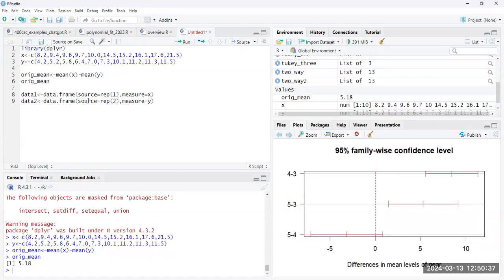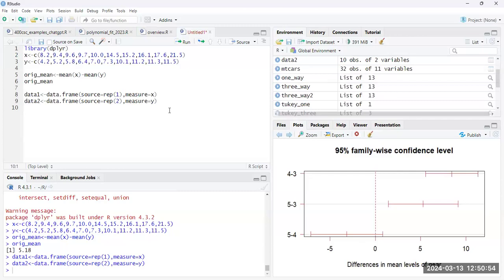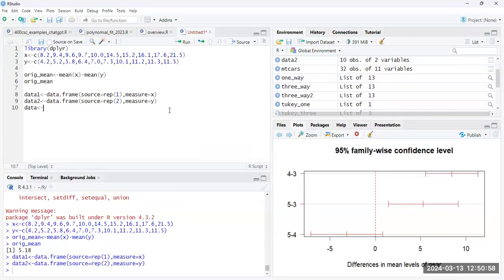Now, in this case, we're making two columns for our data. One is called the source, which means it's coming from our first set of data or our second set of data. And then the measure is just the measurement for that, the values from our vector. And then we're going to combine our two data sets together using rbind.